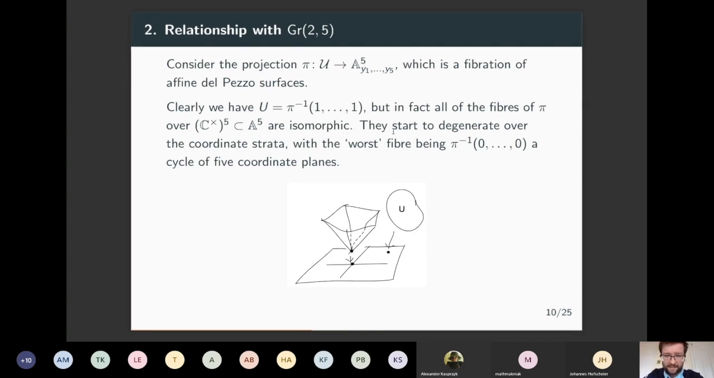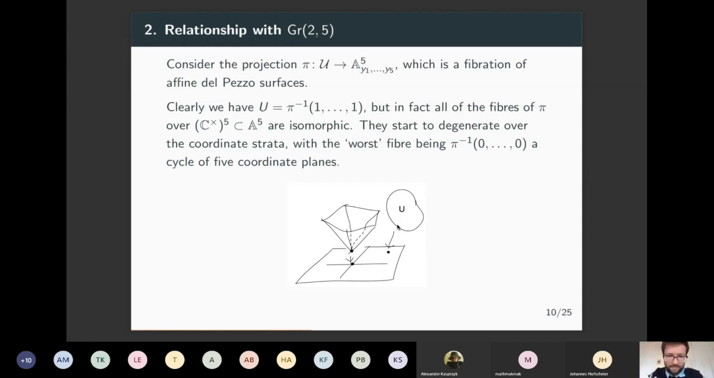And the very worst fibers in this fibration are the fiber over the origin, which is a cycle of 5 coordinate planes. So here in this very professional picture, I have U, which is the fiber over 1, 1, 1, 1, 1, and this cycle of 5 coordinate planes over the origin here, and this is a flat degeneration or toric degeneration of this U into this degenerate toric variety. And so this essentially is the mirror family for the del Pezzo of degree 5 that appears in a paper of Gross-Hacking and Keel on Looijenga pairs, for instance.